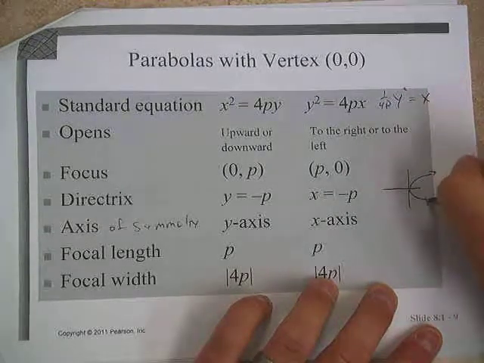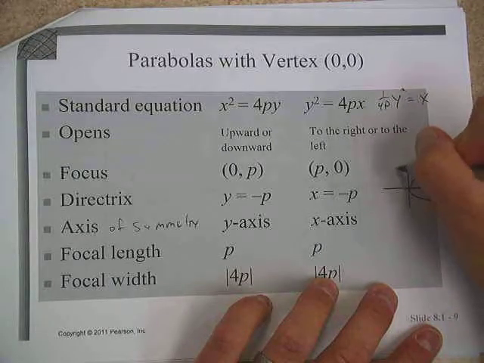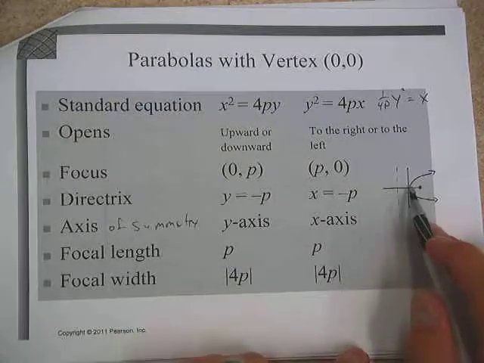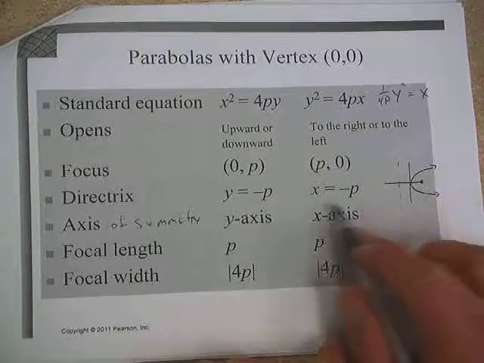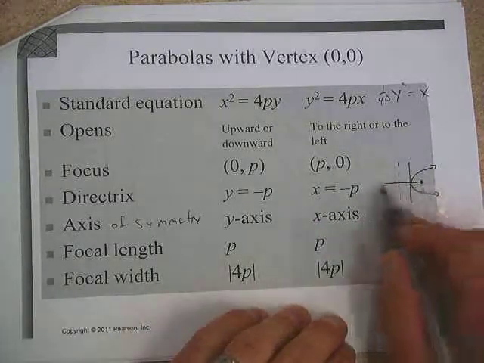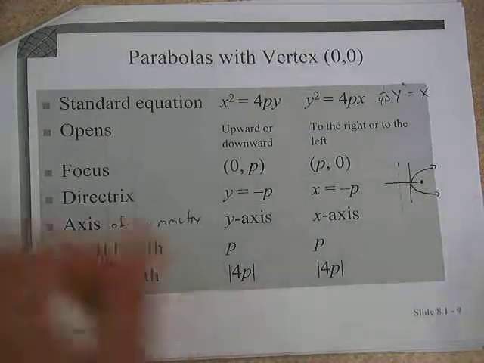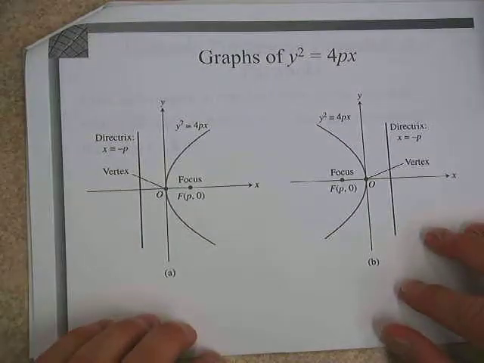The directrix, you notice this time, is a vertical line, as you should suspect, since if we have a parabola that opens to the right, let's say, for instance, and the focus is over here, and the directrix is over here, the directrix had better be perpendicular to the line that connects the focus and the vertex. So focus, vertex, directrix: this time it's a vertical line, and hence the equation is x equals negative p. The axis of symmetry, of course, is the x-axis. Focal length and focal width are the same.